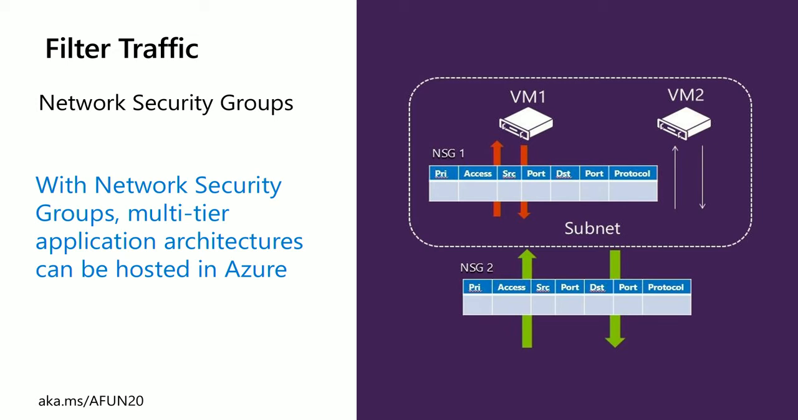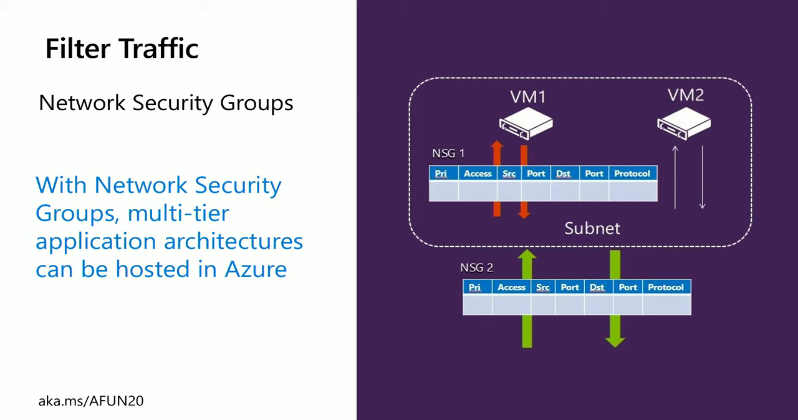We think about filtering traffic. And so this is where network security groups come into place. When you create an Azure network, a network security group is created by default, but you can also add additional security groups, and they can be nested within one another.